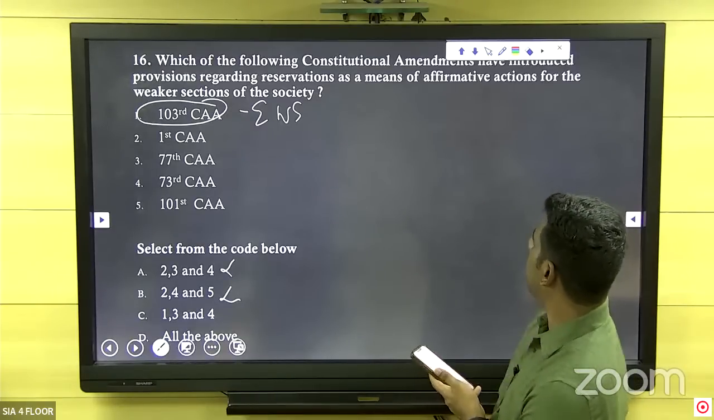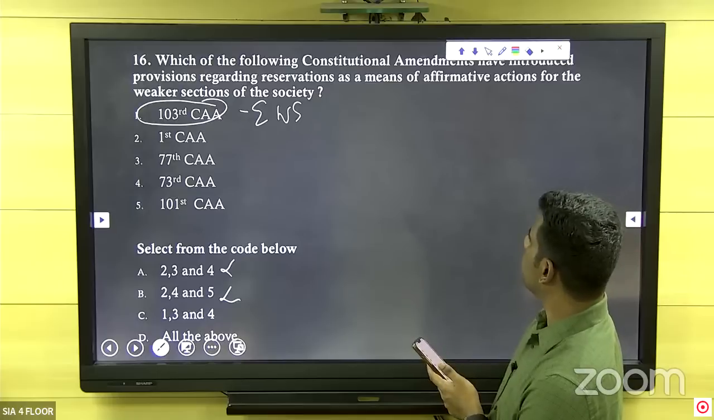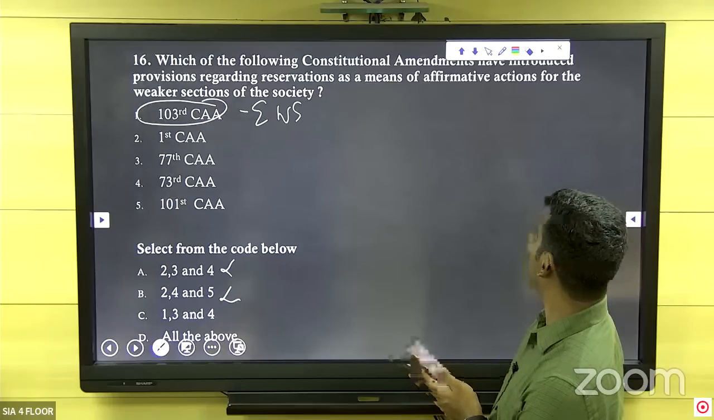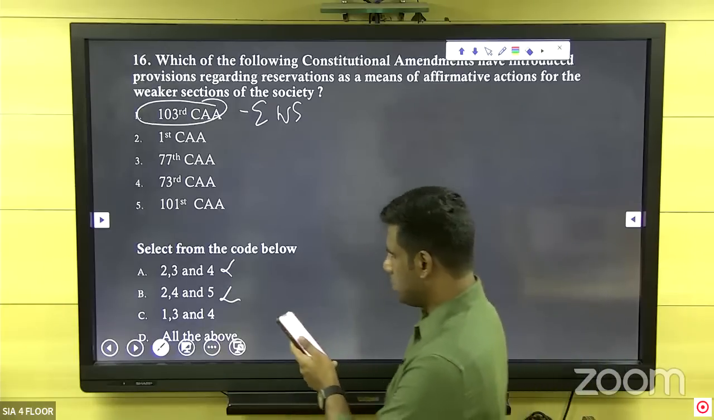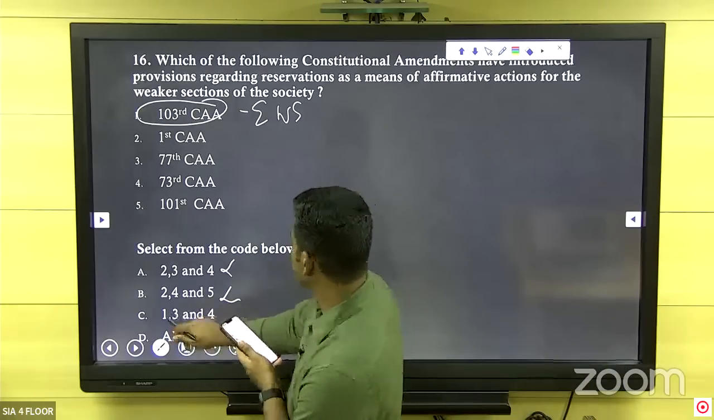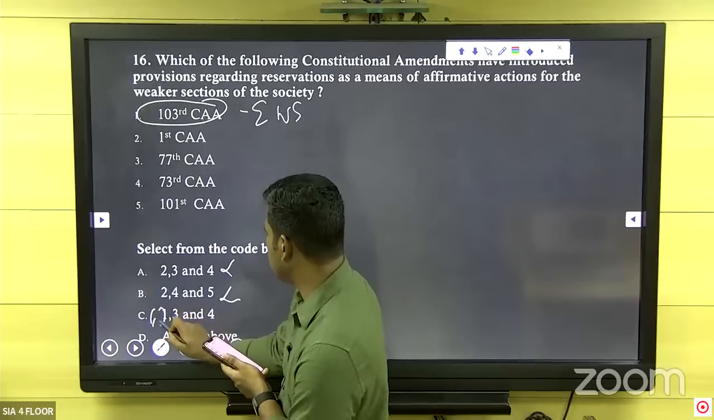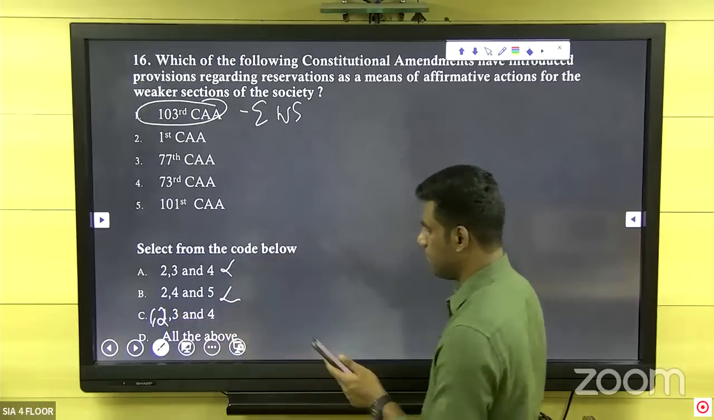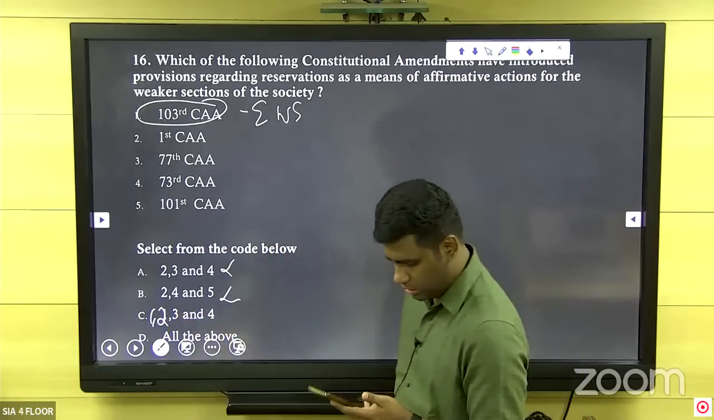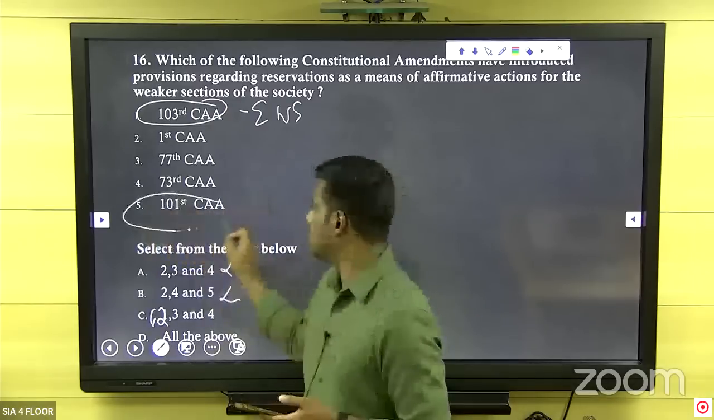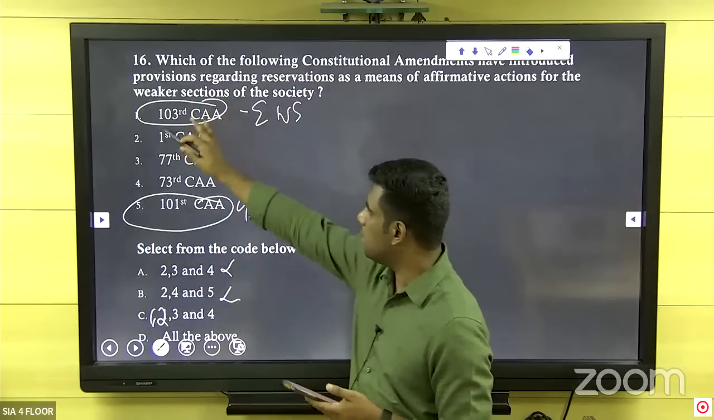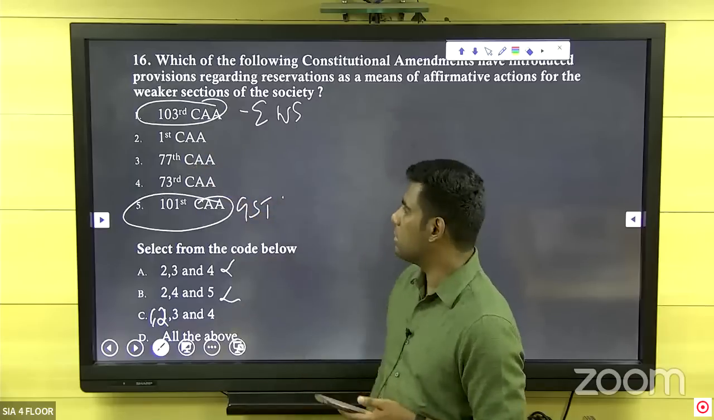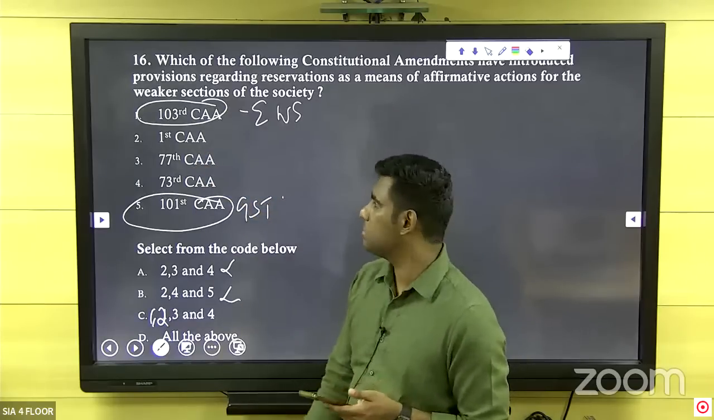Okay, which of the following amendments have introduced provisions regarding reservation as a means of affirmative action for the weaker sections? Okay. So I'm sorry, the choices are not correct. It should be 1, 2, 3, and 4. Okay, is it correct now? C. Yeah, 101st is GST. This has nothing to do with reservation, but all these are some important landmark constitutional amendments, right?